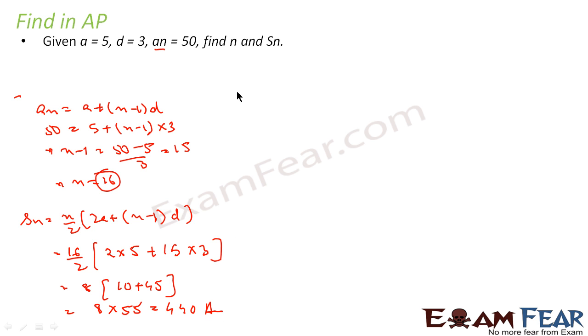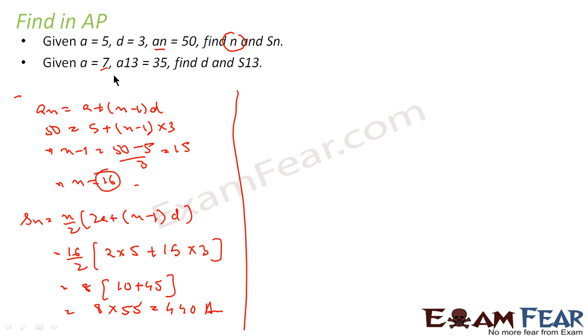Very simple. What I have done: I had this value of an, I got the value of n, because to find Sn I need n, d and a, and the question also asked me to find the value of n. So I got the value of n to be 16 and Sn to be 440.